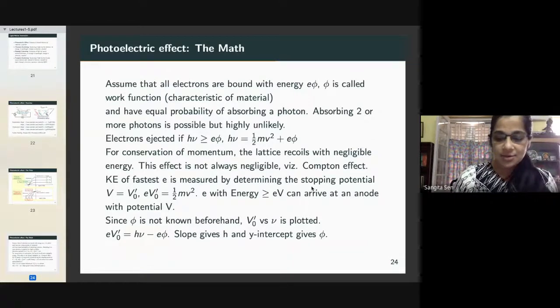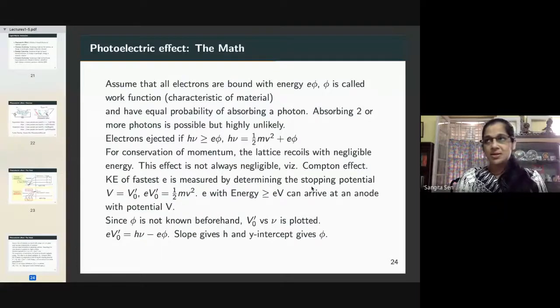Okay, so to do this, the explanation proposed was this: that you assume that these electrons in the metal are bound with some energy E phi. And phi is called the work function. It is in units of potential. And this is the characteristic of the material. So if you do the experiment with different metals, you will get a different threshold frequency. And this is sort of the average binding energy of the electrons in the metal.